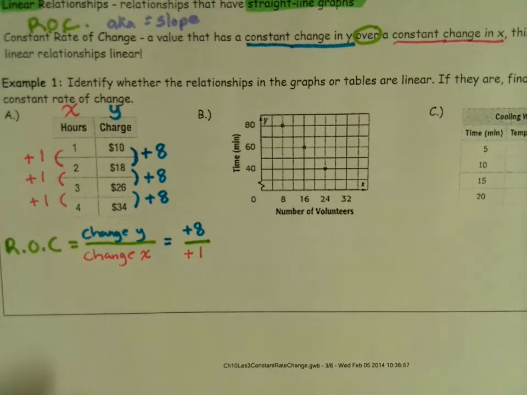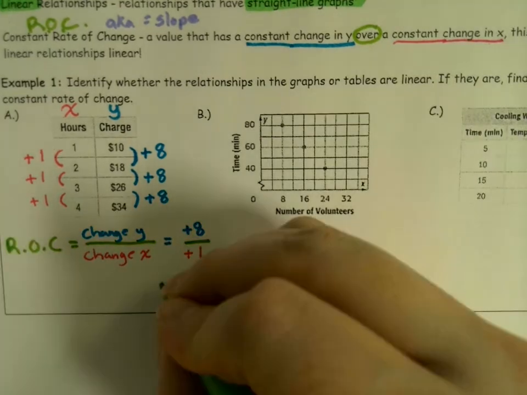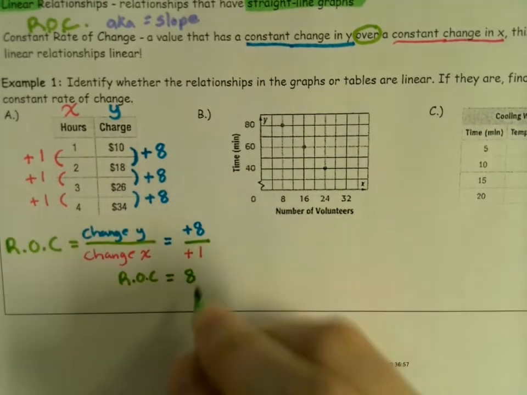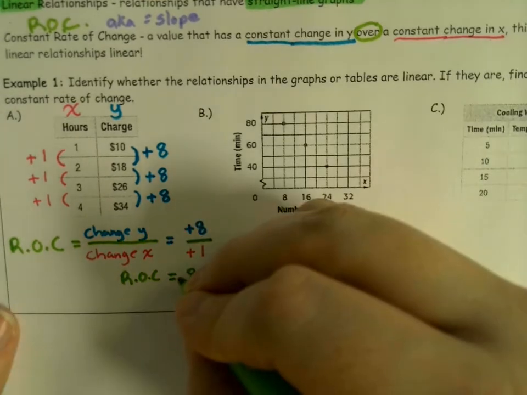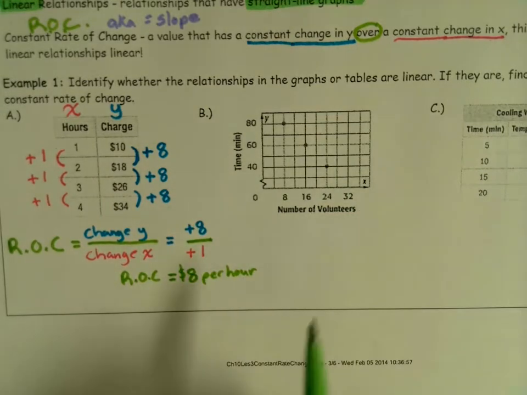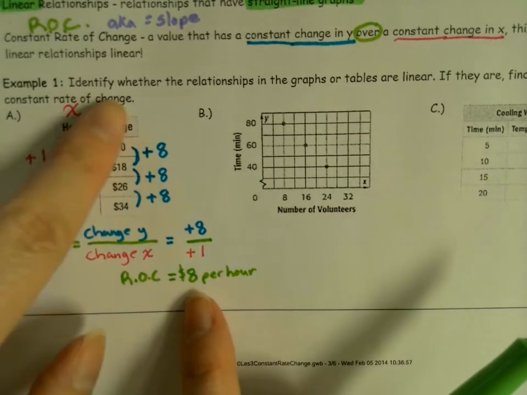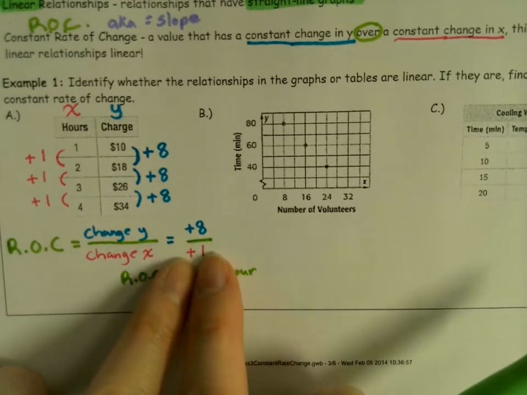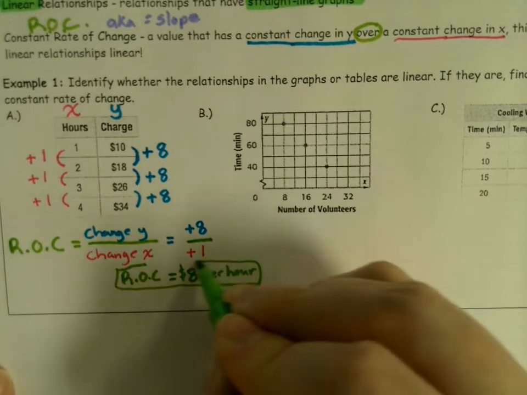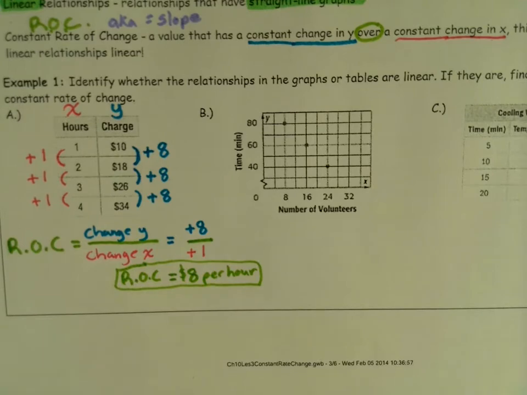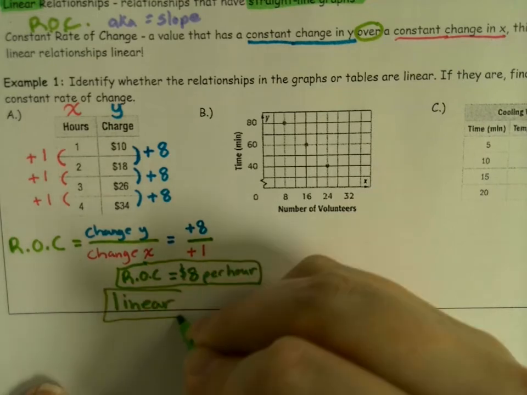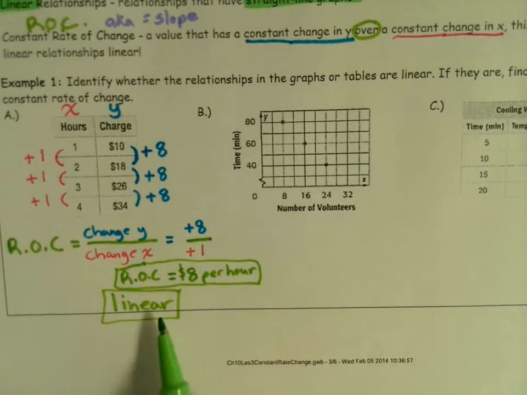And then 8 over 1 can just be simplified to 8. So our rate of change is equal to 8. This represents $8 per hour. You always want to relate it back to what it's representing. It's $8, right? $8 per 1 hour. That's our rate of change. And since it has a rate of change, is it linear? Yes. So we are going to put down that it is a linear relationship. So we have two answers, what the rate of change is and the fact that it is a linear relationship.